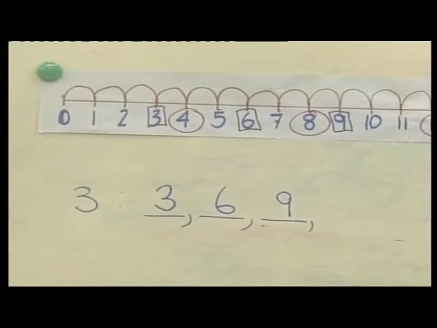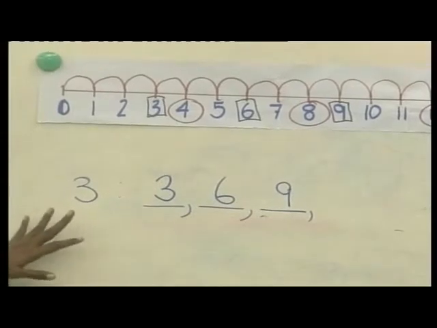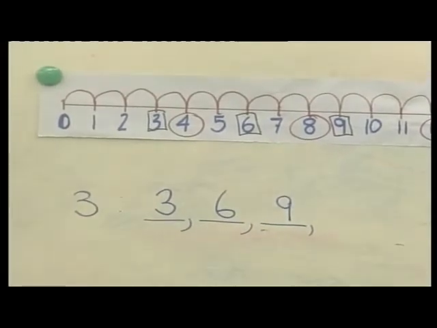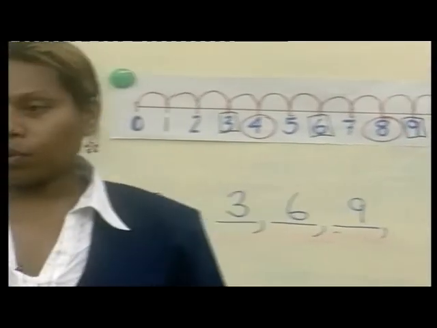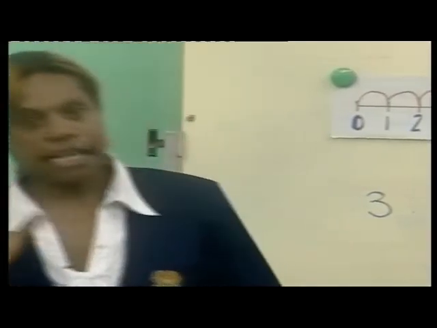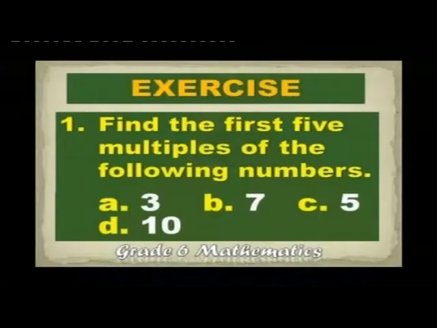So those multiples, again, when we look at multiples, when you multiply 2 numbers to get a product, the product or the answer is the multiple of that given number.